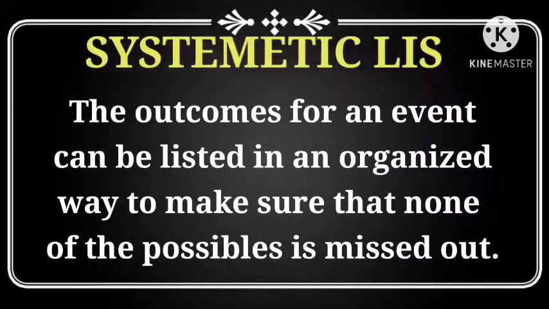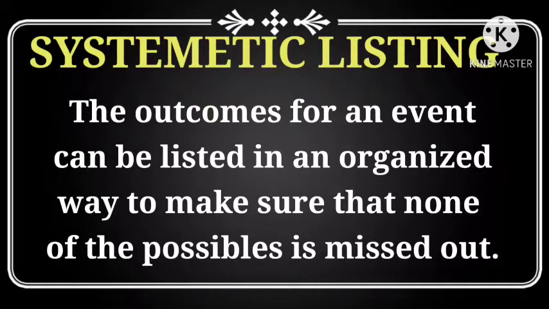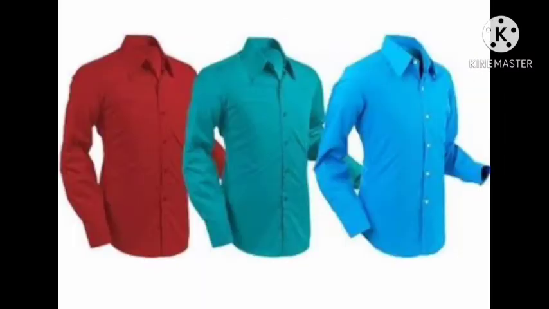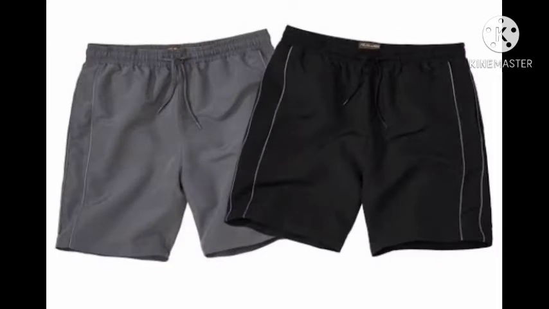Now let's see what is meant by systematic listing. The outcomes for an event can be listed in an organized way to make sure that none of the possibilities is missed out. Students, just imagine you have 2 shorts and 3 shirts. In how many different combinations can you wear them? Yes, of course, 6 different combinations.